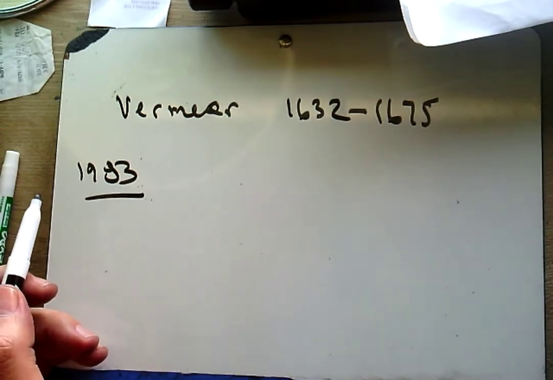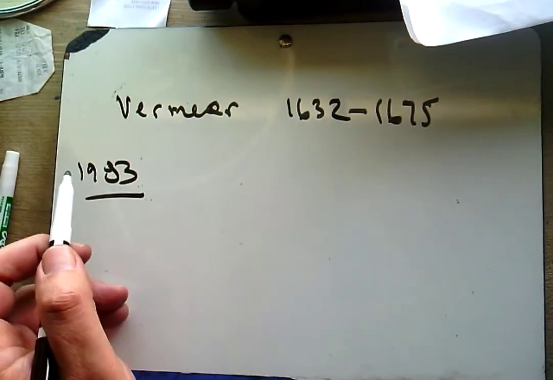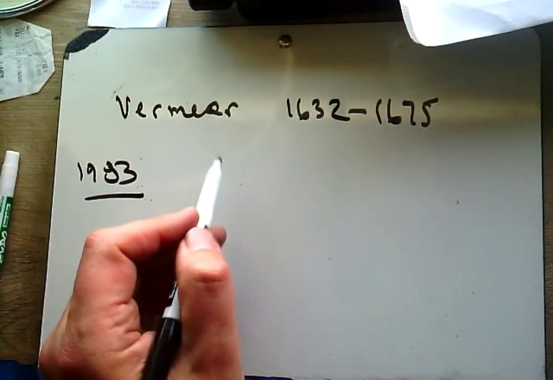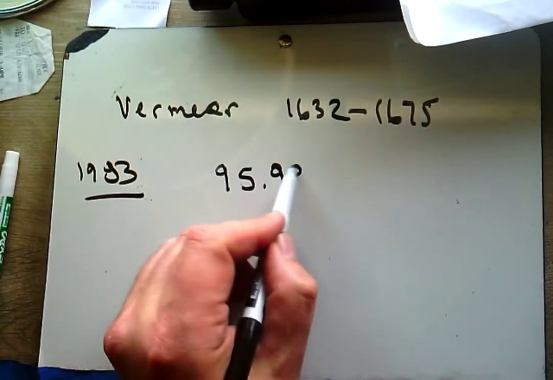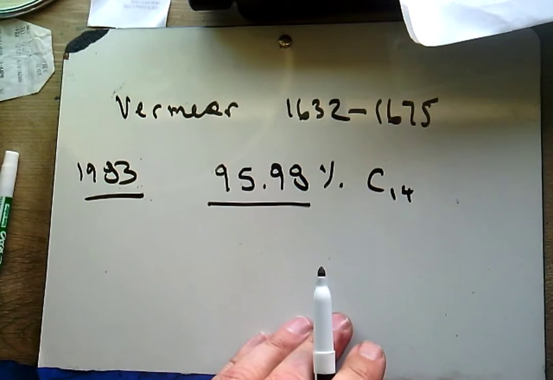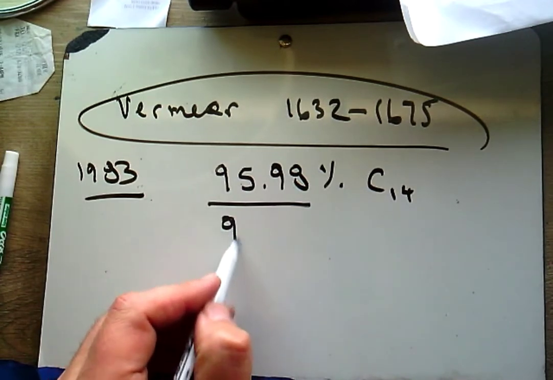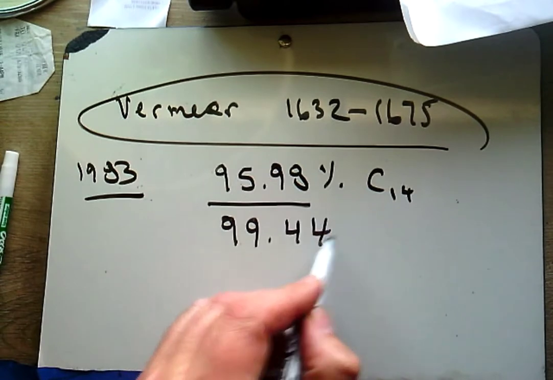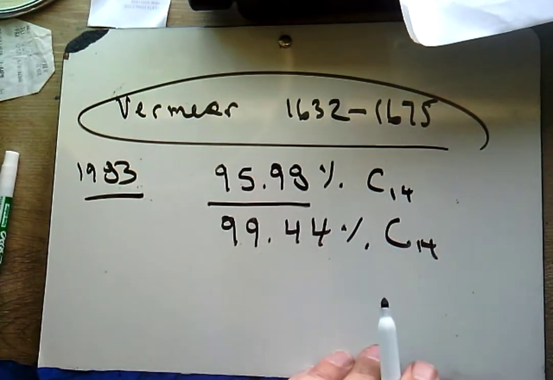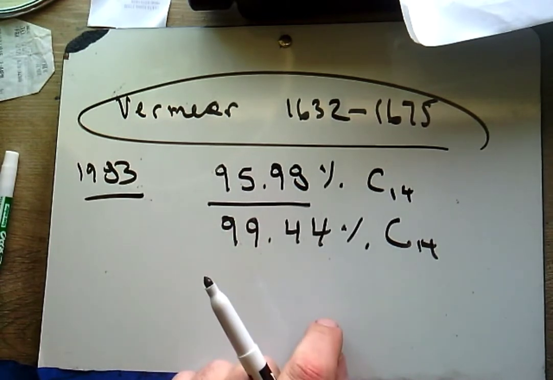So, yeah. So, what was expected was that 95.98% of carbon-14 should remain if Vermeer painted it. And when they tested it, 99.44% of carbon-14 remained. Much more of the carbon was still there.